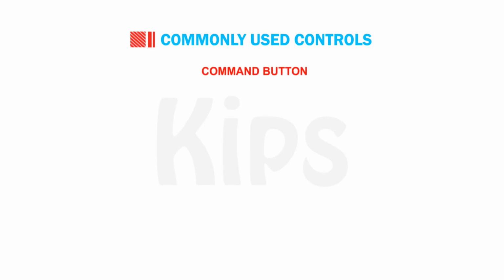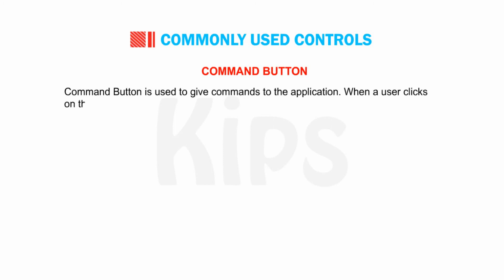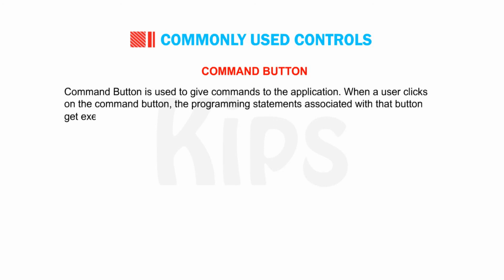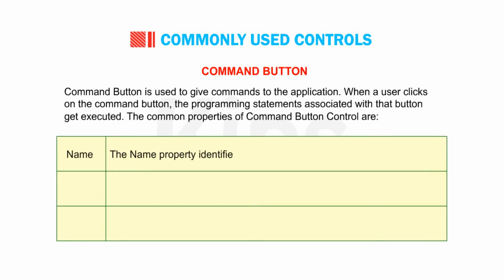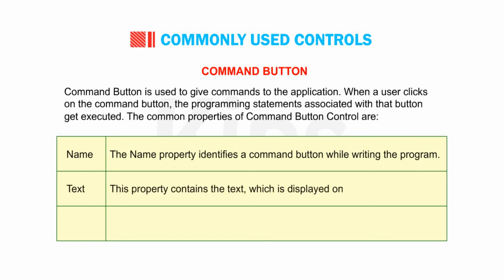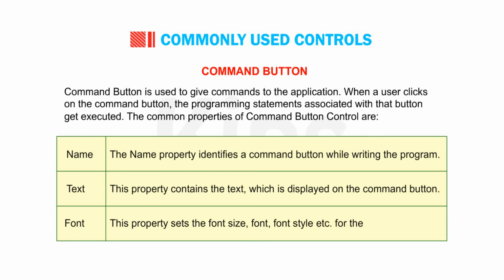Let us now talk about the command button. Command button is used to give commands to the application. When a user clicks on the command button, the programming statements associated with that button get executed. The common properties of command button control are: Name property identifies a command button while writing the program. Text property contains the text which is displayed on the command button. Font property sets the font size, font, font style, etc. for the command button.